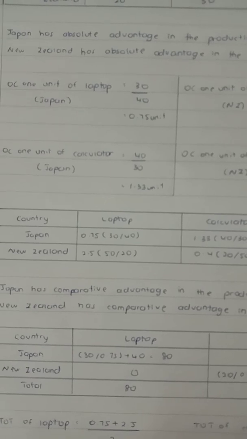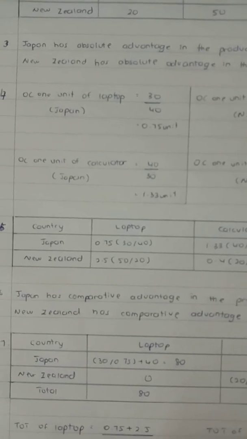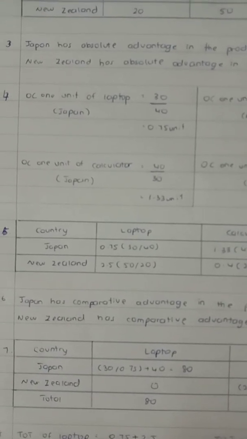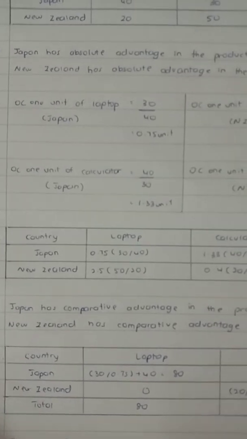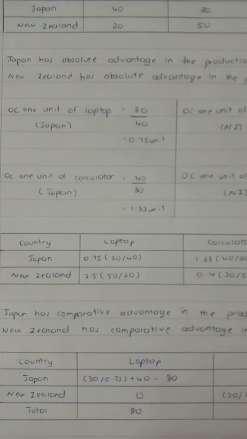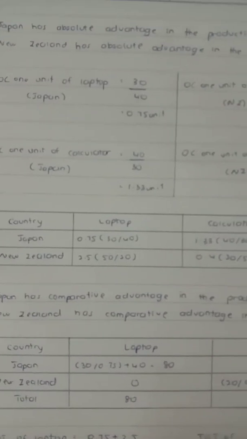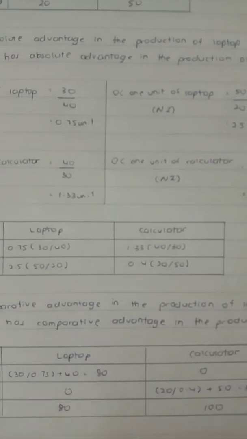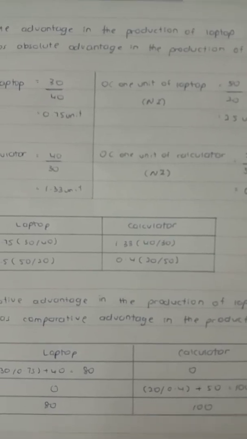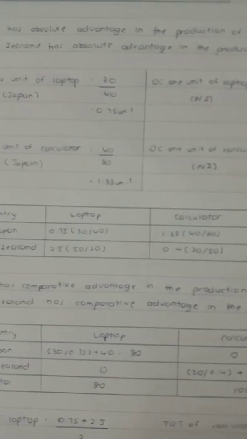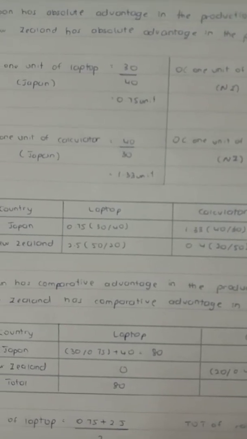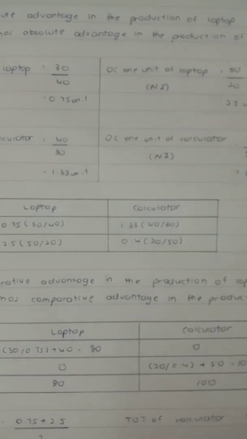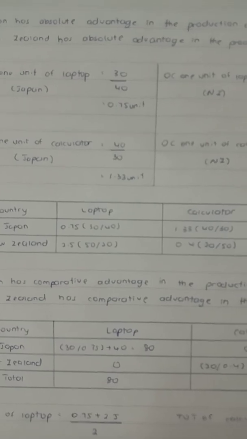So we list. For the laptop, refer to the fourth question. We get the opportunity cost of 1 unit of laptop in Japan is 0.75, and opportunity cost of one calculator in Japan is 1.33. And same with New Zealand, we just take the opportunity cost that we get from the fourth question.